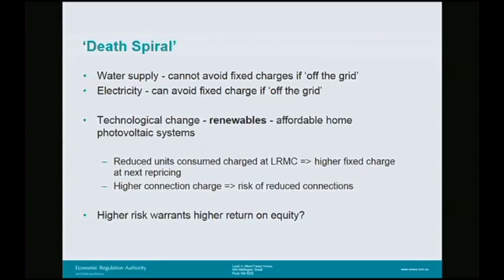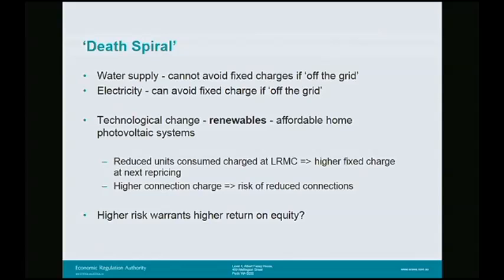You could say that's a technological change, and it's renewables. Affordable home photovoltaic systems have come down in cost over the years and are fairly easy to install, and perhaps the future looks that way for batteries as well. And that results in reduced units consumed, because you're using solar instead. It's more of a problem if you've got a higher long-run marginal cost, because that means you're going to have to charge a higher fixed charge to recover your costs at the next repricing.